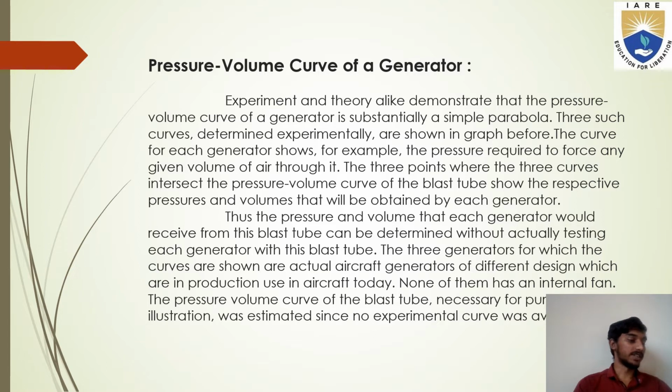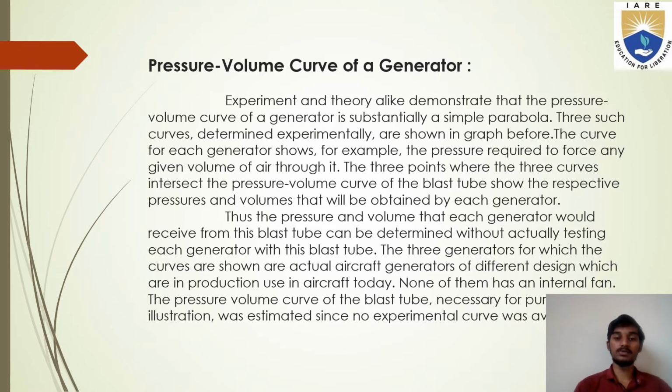Pressure volume curve of a generator. Experiment and theory alike demonstrate that the pressure volume curve of a generator is substantially a simple parabola. Three such curves determined experimentally are shown in the graph above. The curve for each generator shows the pressure required to force any given volume of air through it. The three points where the curves intersect the pressure volume curve of the blast tube show the respective pressure and volume that will be obtained by each generator. Thus, the pressure and volume that each generator would receive from this blast tube can be determined without actually testing each generator with this blast tube.